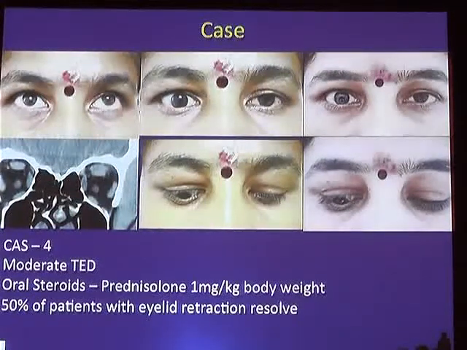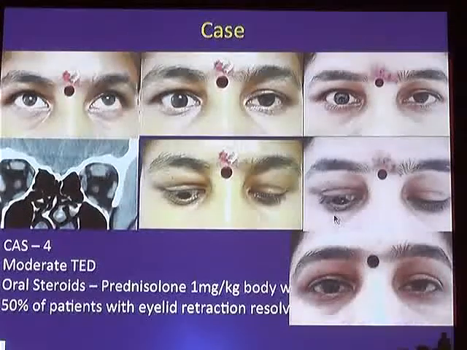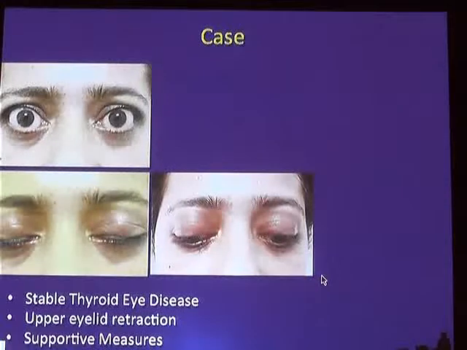With just oral steroids, the lid retraction went, her upper lid swelling reduced, and she was doing much better. Then there is this lady who was almost towards the end of her active phase and had eyelid retraction and a little bit of lagophthalmos. She didn't really mind. But over the year and a half that we followed her, she had moderate eye disease, and she started feeling discomfort about the eyelid retraction.